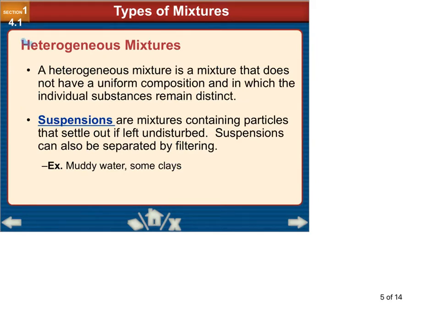Anyway, start with heterogeneous mixtures. A heterogeneous mixture does not have a uniform composition, and individual substances remain distinct. One type of heterogeneous mixture is a suspension, and a suspension will settle out if left undisturbed. Suspensions can be separated by filtering. Some examples: muddy water and clays.